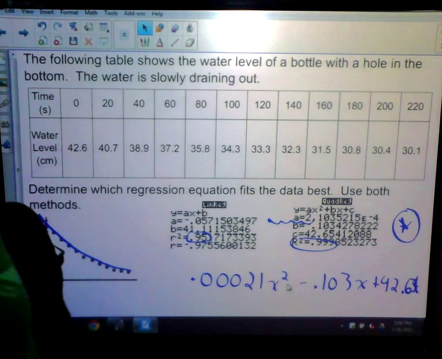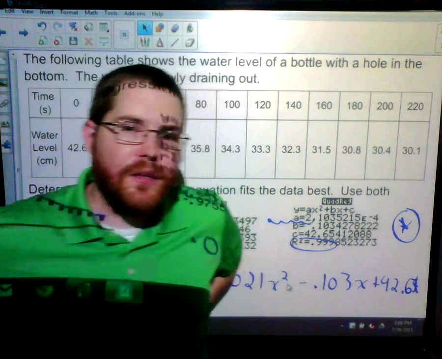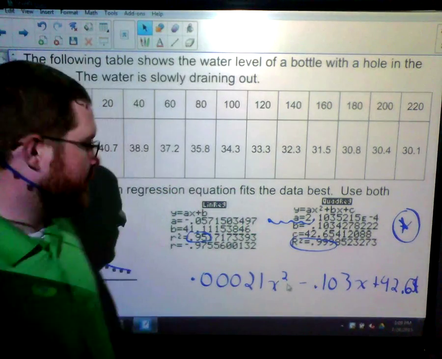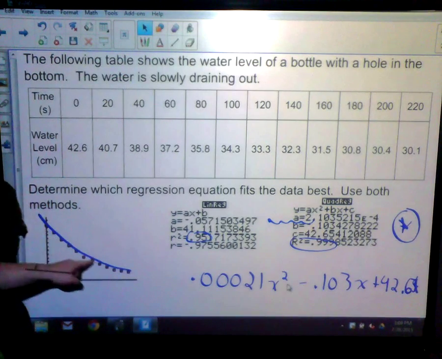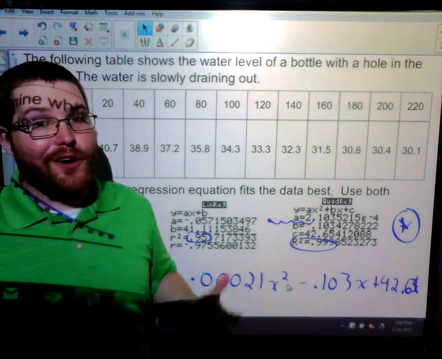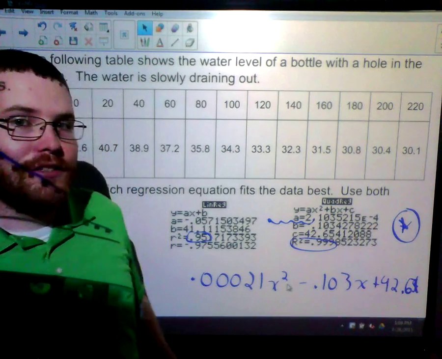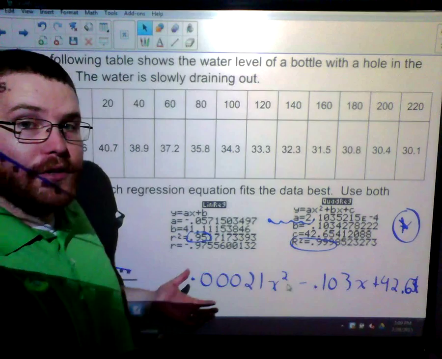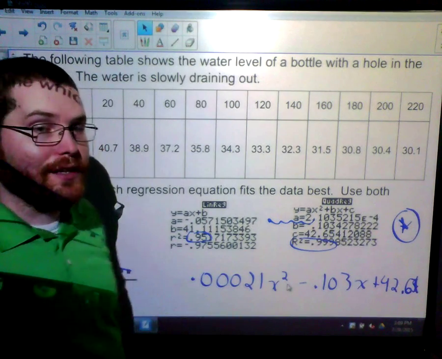Now stop and think about that for a second. Is a quadratic really the best way to model this equation? Because what would the parabola eventually do? The parabola would eventually come back up, and the water's not going to magically appear back in the bottle. So this is an example of where the numbers tell you something that doesn't make sense in real life.